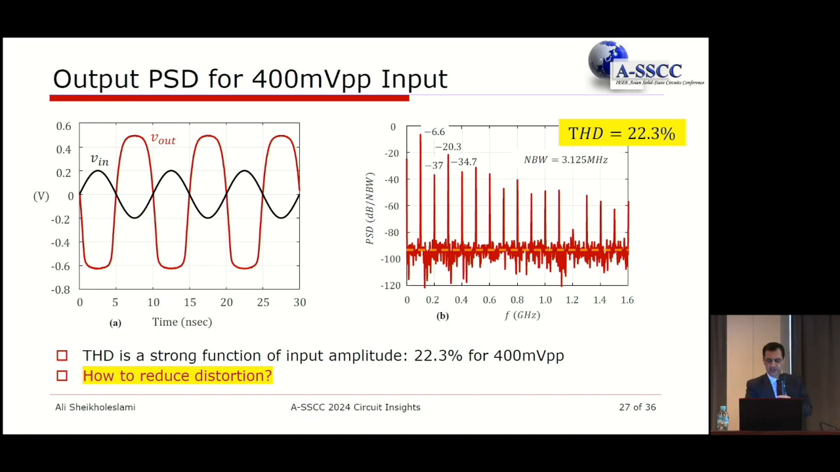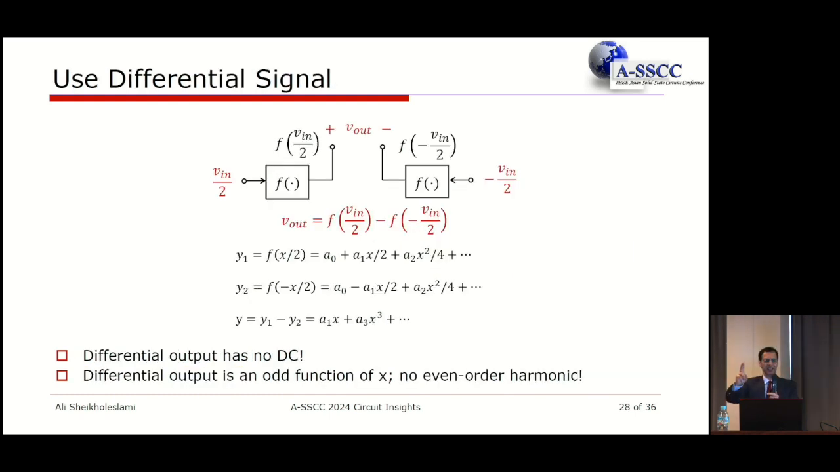So the question now is, how do we reduce this distortion? Now we know how to characterize it, how do we reduce it? There are two techniques that I'd like to introduce to you. One is to use differential circuits.